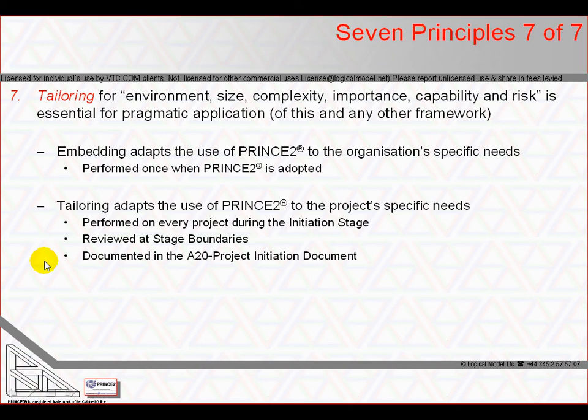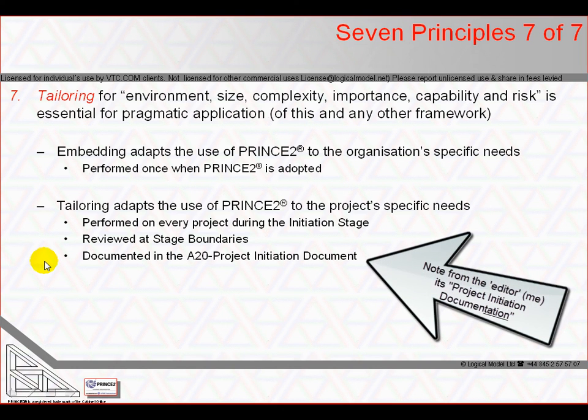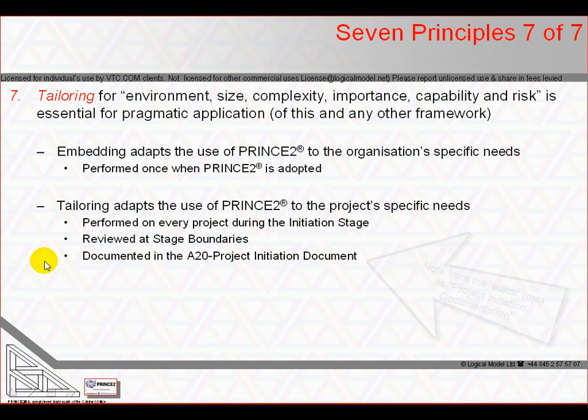Project controls are normally defined in the initiation stage and confirmed or amended at each stage boundary. Tailoring is thus typically described in the project's project initiation document as created in initiating a project and amended in managing stage boundaries.